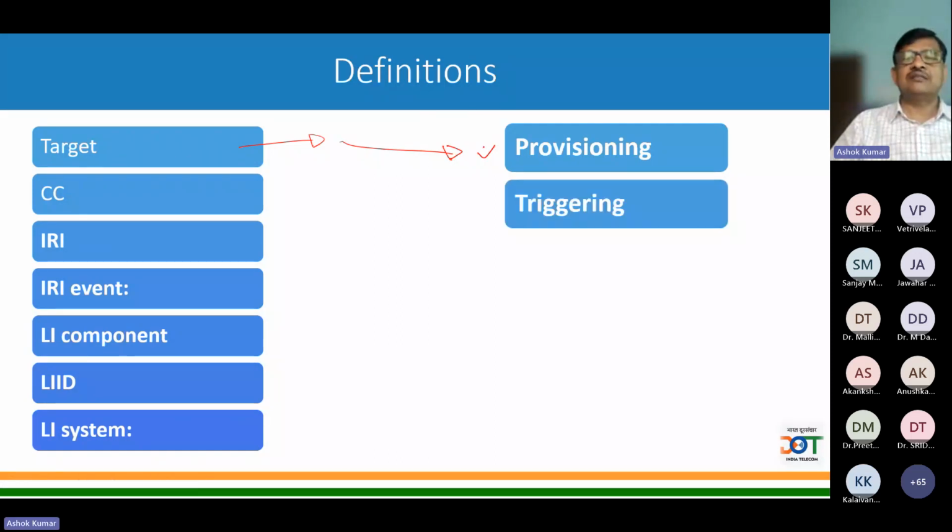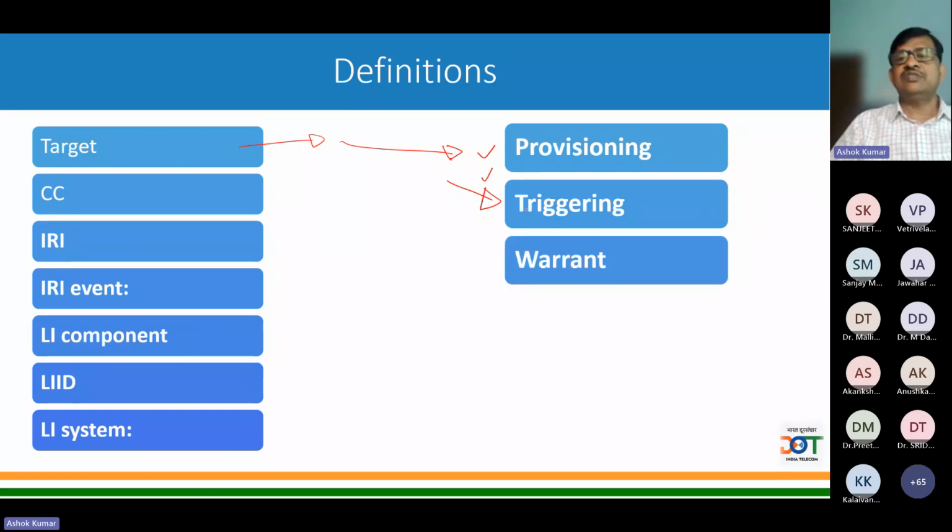And then there is something called triggering. Some of the network functions cannot be provisioned directly, so they are actually triggered by some other network functions. That aspect is called triggering. When a point of interception, or a network function which gives either IRI or CC, cannot be directly provisioned, only a trigger function is provisioned, and that trigger function triggers the actual point of interception to start. That's called triggering.